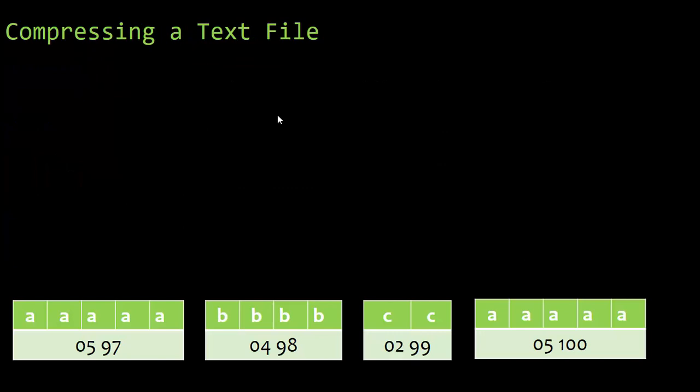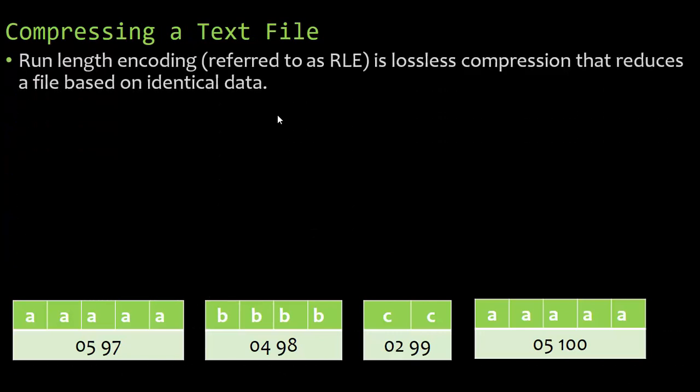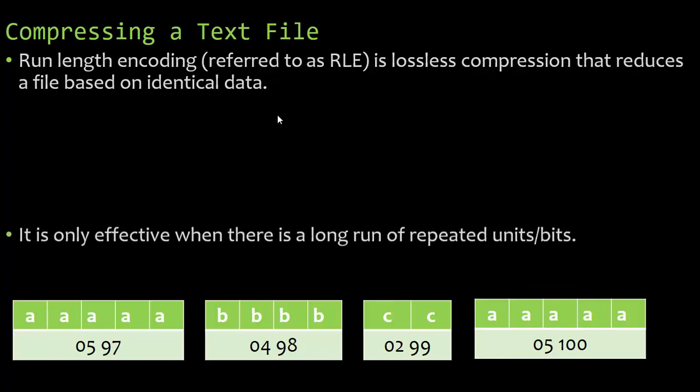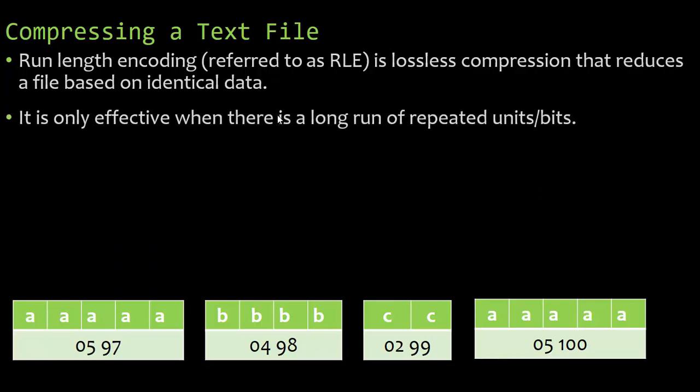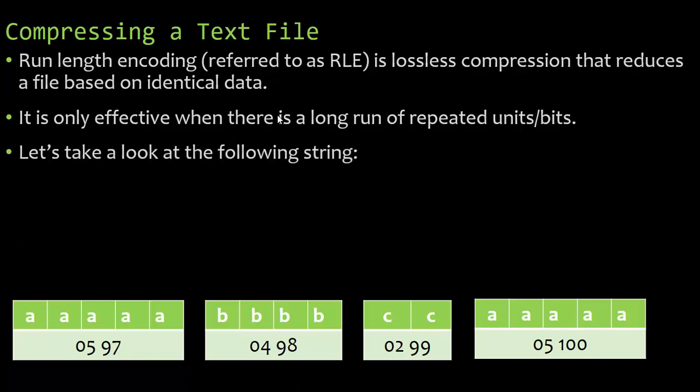So here we have some tables, which we'll get to at the bottom. So run length encoding, also known as RLE, is a lossless compression that reduces a file based on identical data. Now, it's only effective when there is a long run of repeated units or bits. If you don't have a long run of repeated units or bits, you may not want to use run length encoding. So let's take a look at the following string, and all I have here are some random letters, okay?